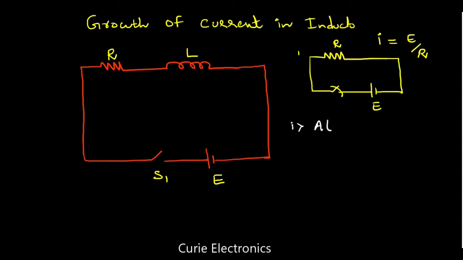At t equal to 0, when the switch is closed, the inductor instantaneously acts like an open circuit. So at t equal to 0, the inductor is acting like an open circuit, so the current flowing through the circuit is 0.